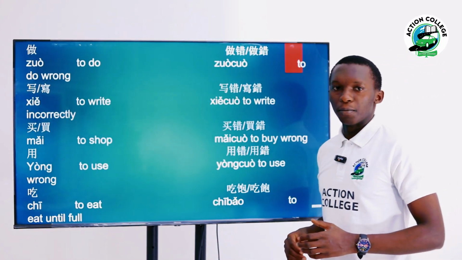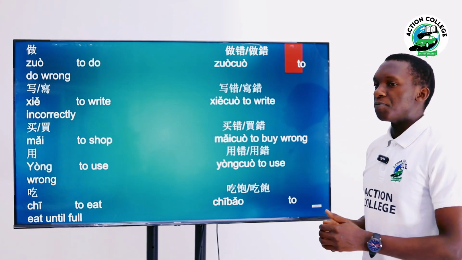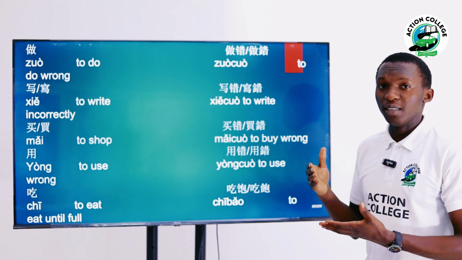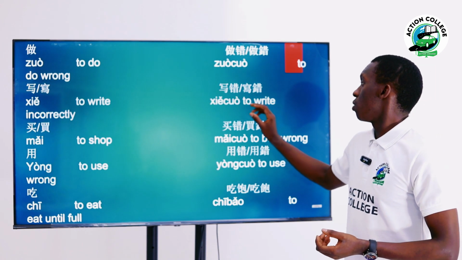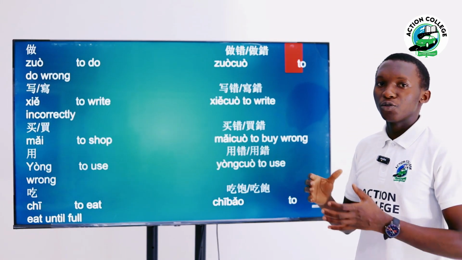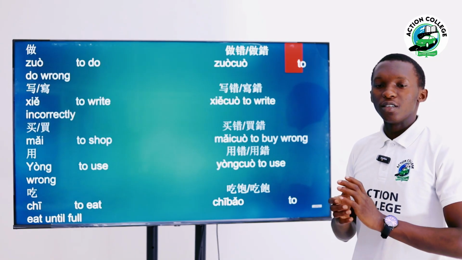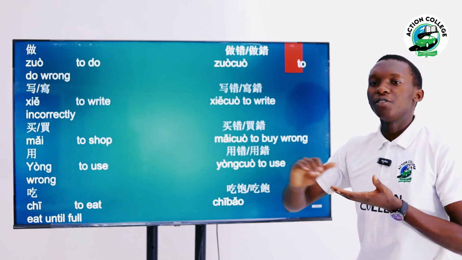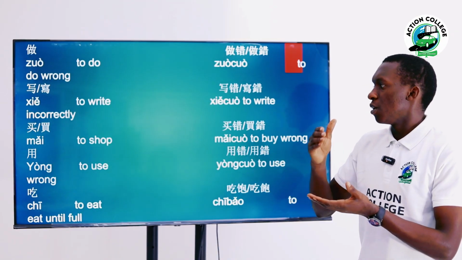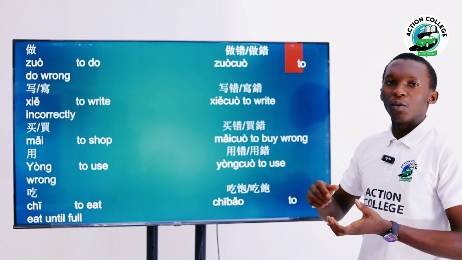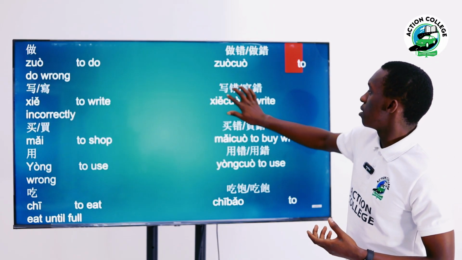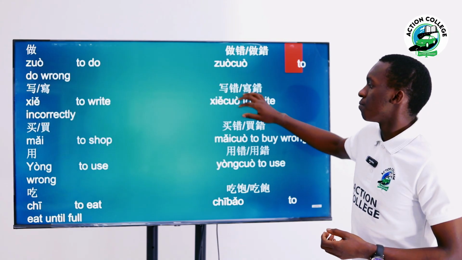Xie is to write, it is a stative verb, but to be a resultative verb, it depends on which kind of suffix you have added after it. If you say xie cuo, it is to write incorrectly. So xie is a verb which may convey different meanings according to the suffix that you've added. You may write something very well, you may write something clearly, and you may write something wrongly, which is expressed by this suffix cuo.